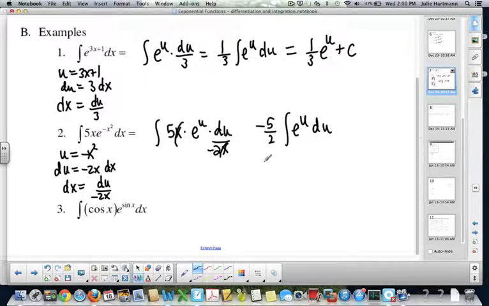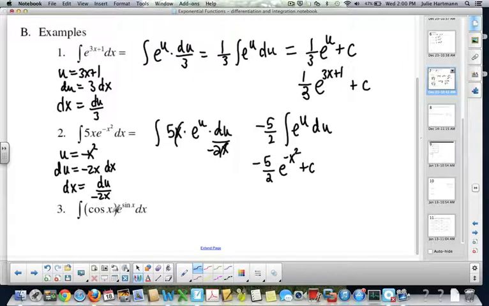The integral of e to the u is e to the u. So negative 5/2 e, and I'm going to plug that back in, to the negative x squared plus c. That makes me forget I didn't do it up here. This would be 1/3 e to the 3x plus 1 plus c.